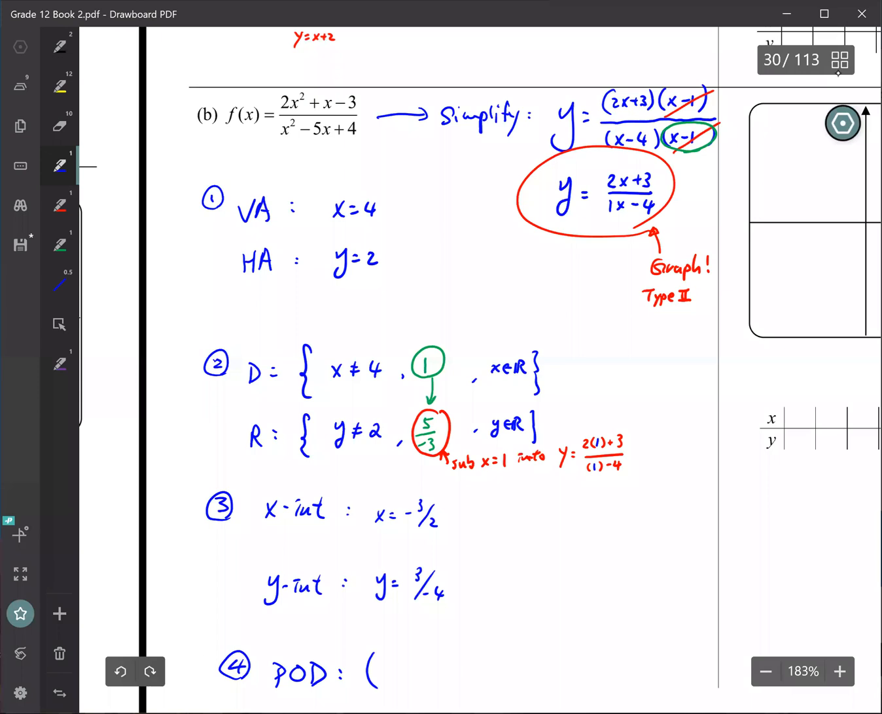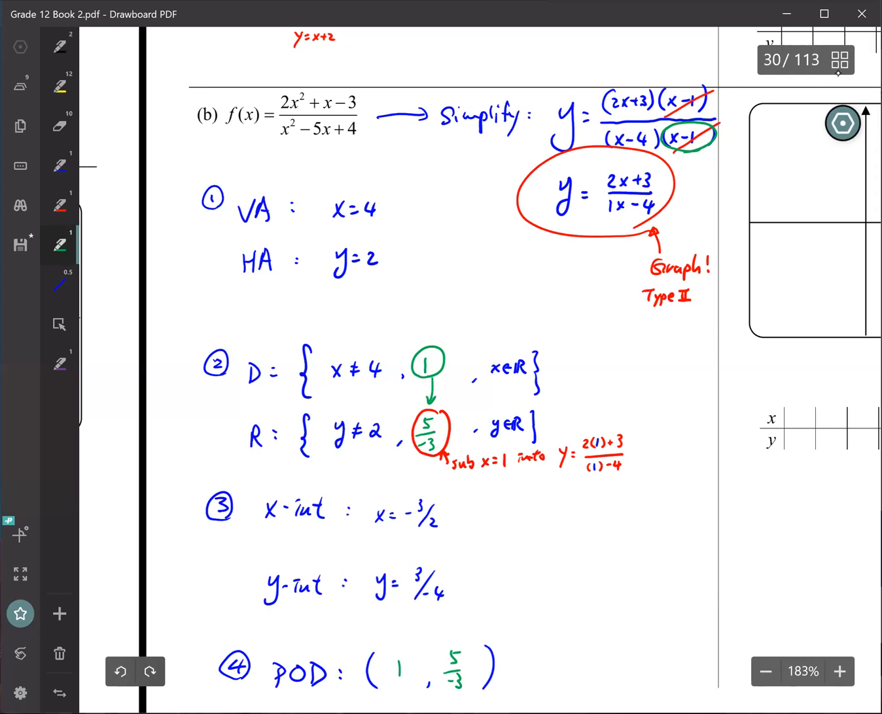So the POD, okay, Samantha, where is the POD then? Do you know? Okay, Eric, do you know where's the POD then? No. Tiana, how about you? Is it 1 and negative 5 over 3? Yes, okay.